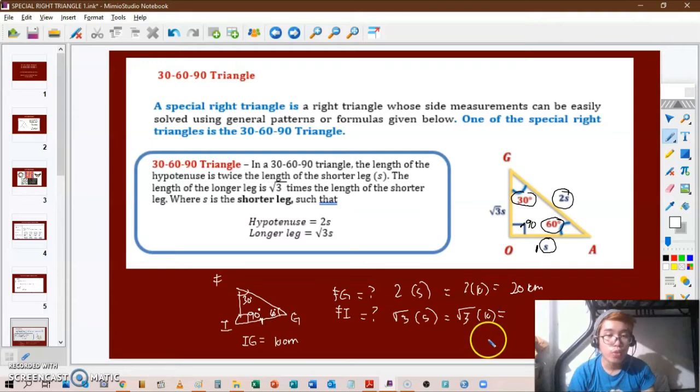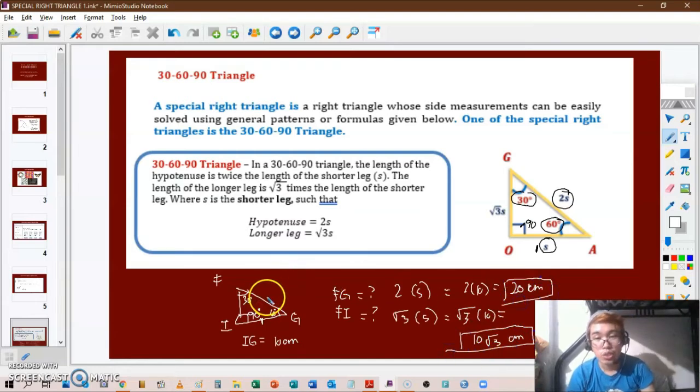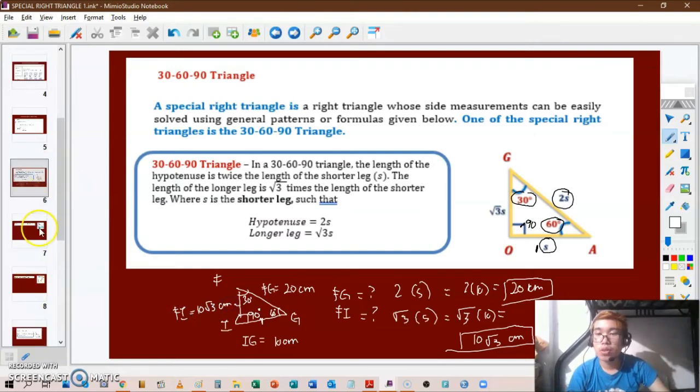And therefore, the value of FI is 10 square root of 3 centimeters. So that's simple using the 30-60-90 triangle. If IG is equal to 10 centimeters, then FG is equal to 20 centimeters, the double of the shortest side in a 30-60-90 triangle, and FI is equal to 10 square root of 3 centimeters. So that's simple. Let's go next.